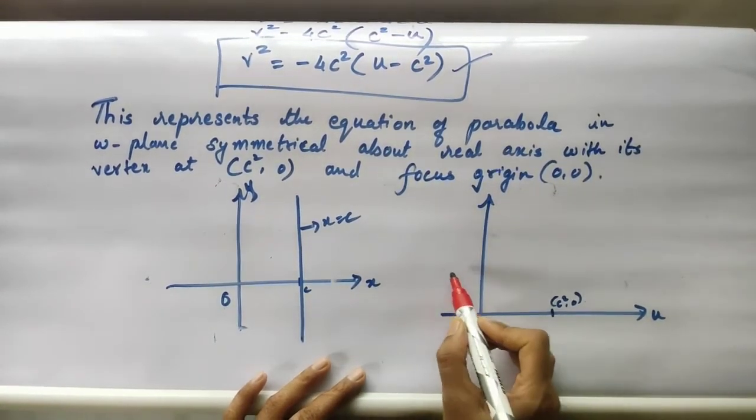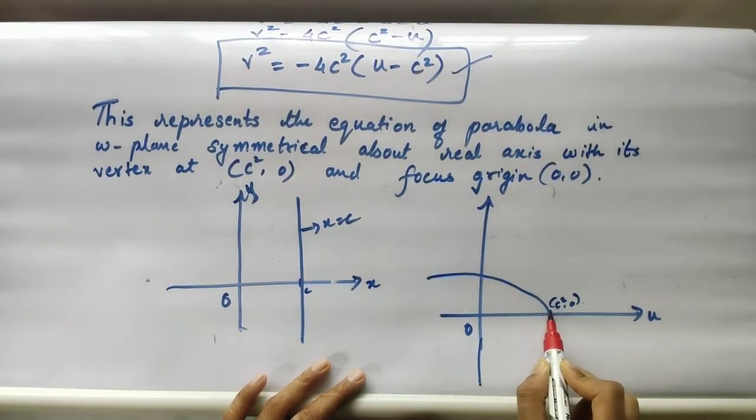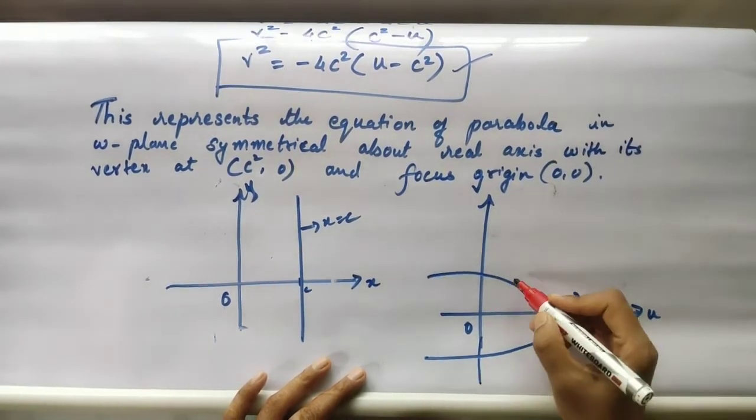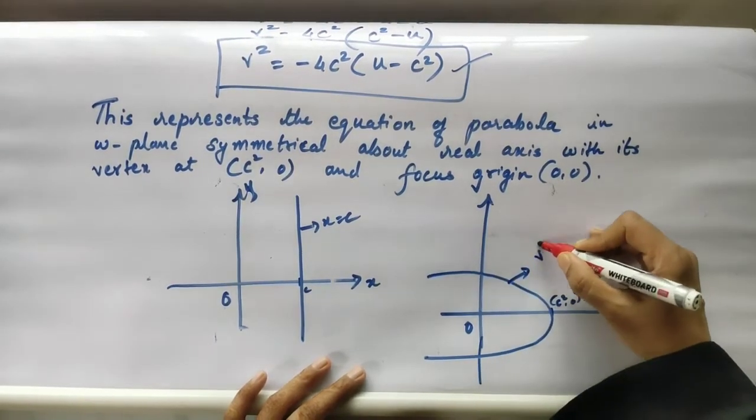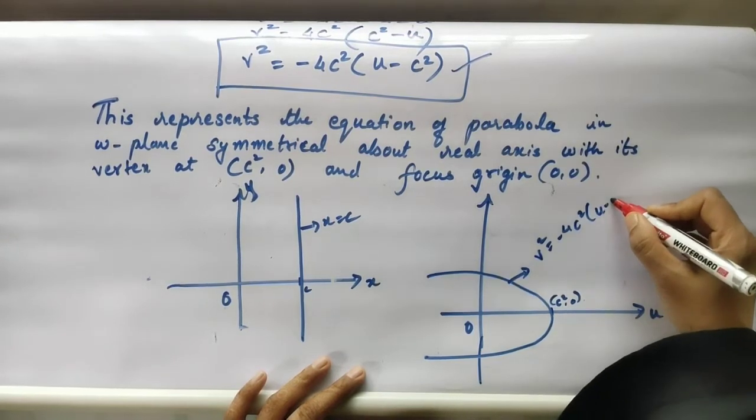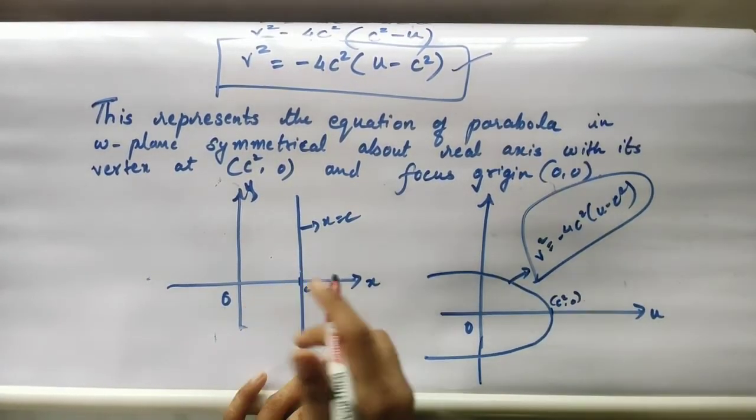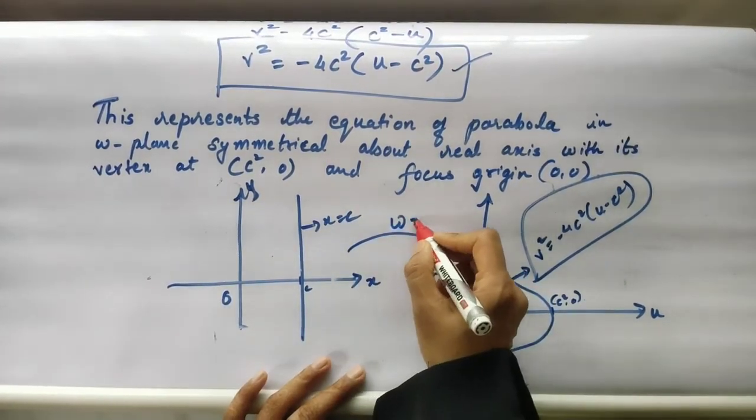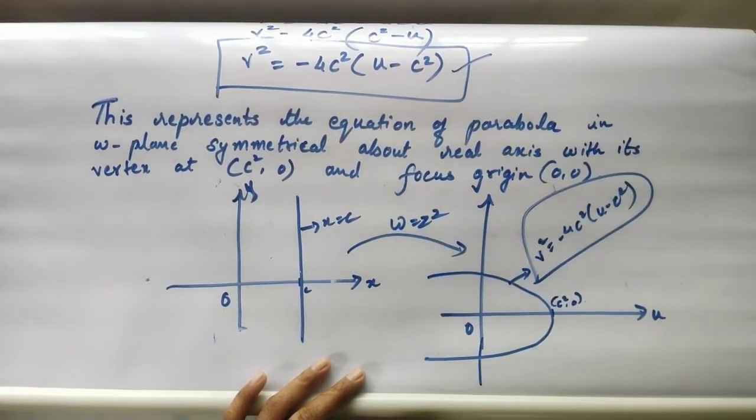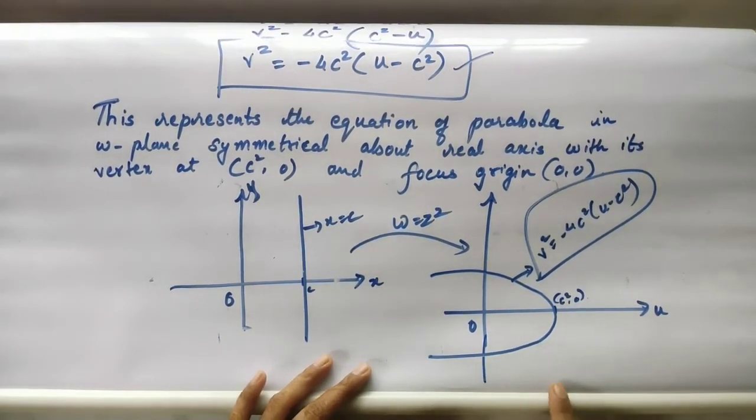Let's draw the parabola now, and the focus is the origin. So this is the parabola, v square is equal to minus 4c square into u minus c square. Okay, this line under the transformation w is equal to z square is transformed to a parabola of this shape. I hope you all have understood everything here.